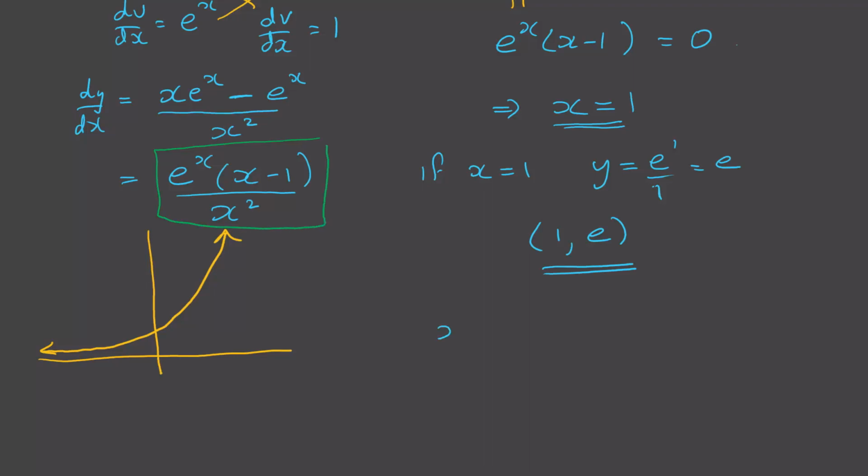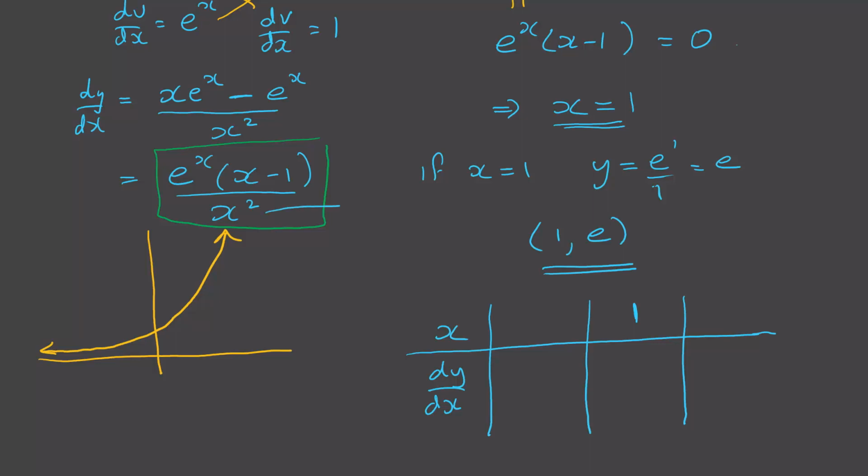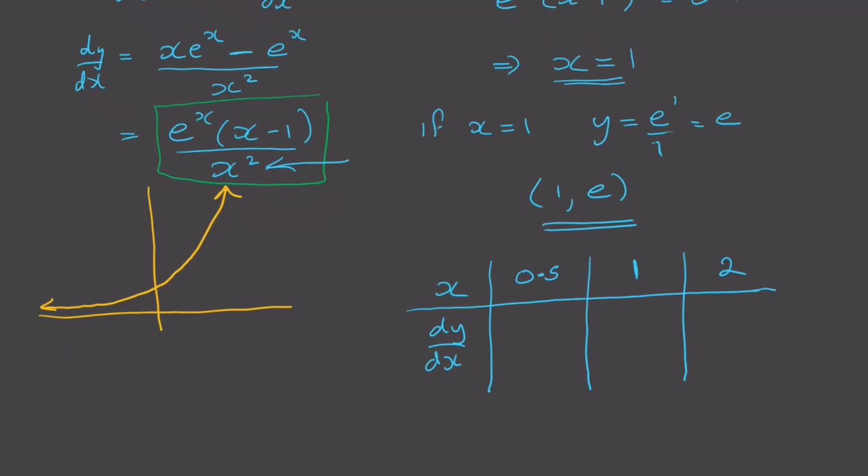So, x, dy dx. Remember, we can just do this as a number line as well. We've looked at that. And so we know that this is at 1. We can't actually use the value 0 because of the x on the bottom. So we'll think about what it is at 0.5, and we can think about what happens at 2.